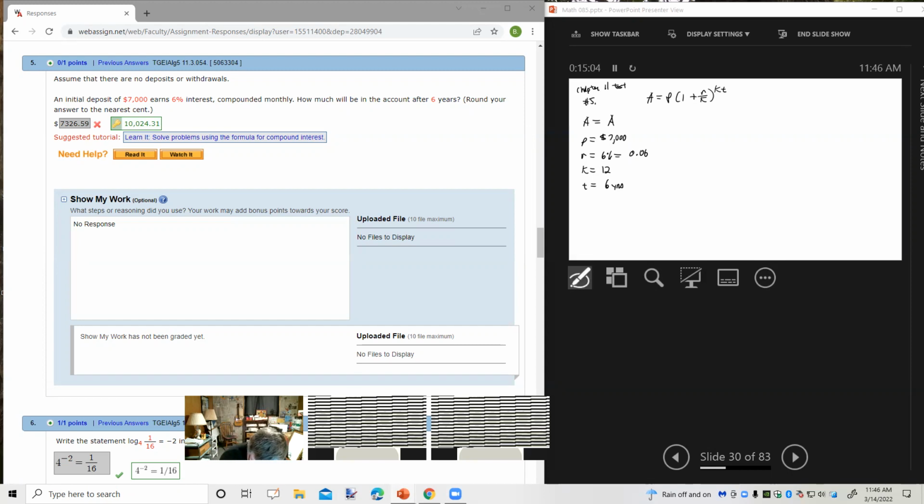All right. So A equals $7,000 times 1 plus 0.06 over 12, raised to the 12 times 6 power. So again, I can simplify things and predetermine, like 12 times 6 is 72, et cetera, et cetera. I'm just going to do it all at once.